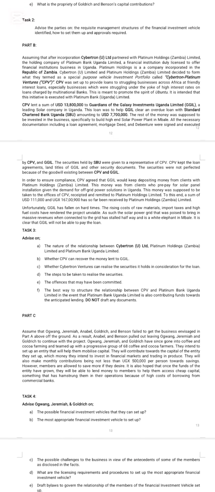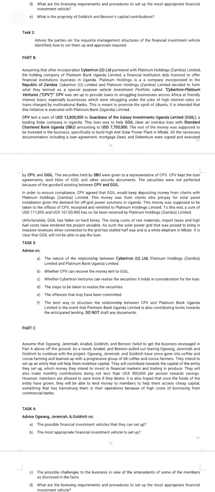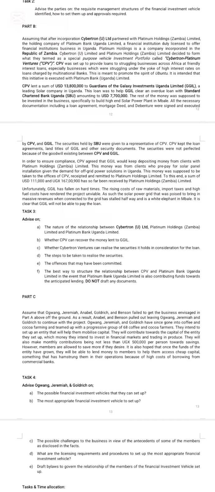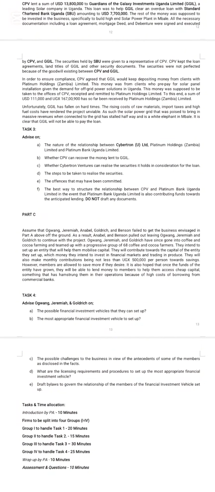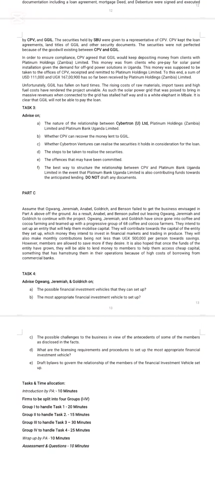Part B: assuming that after incorporation, Cybertron partnered with Platinum Holdings Limited, a company of Platinum, a financial institution licensed to offer financial services. Cybertron Limited and Platinum Holdings decided to form what they termed a special purpose vehicle investment portfolio. CPV lent a sum of Uganda shillings 13.8 million. In order to ensure compliance, CPV agreed that GGL would help deposit money from the clients of Platinum Holdings. Unfortunately, GGL has fallen on hard times. The rising cost of raw materials, import taxes, and high fuel costs have rendered the project unviable.